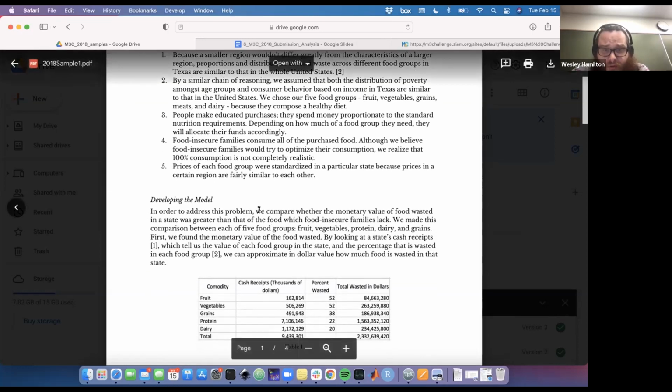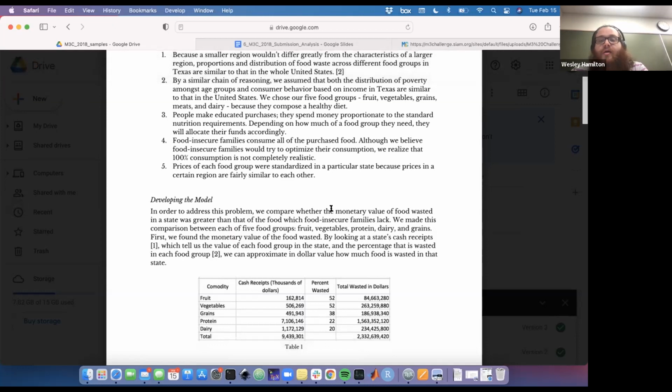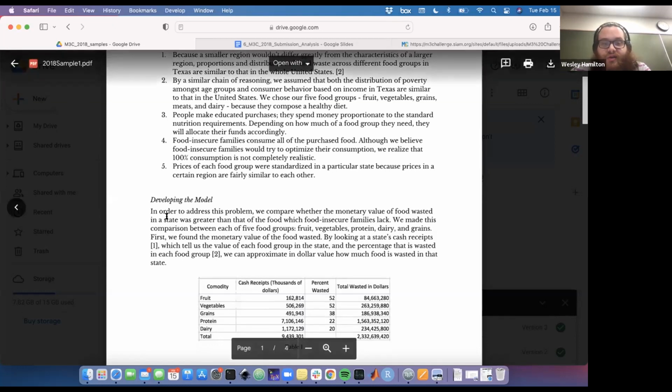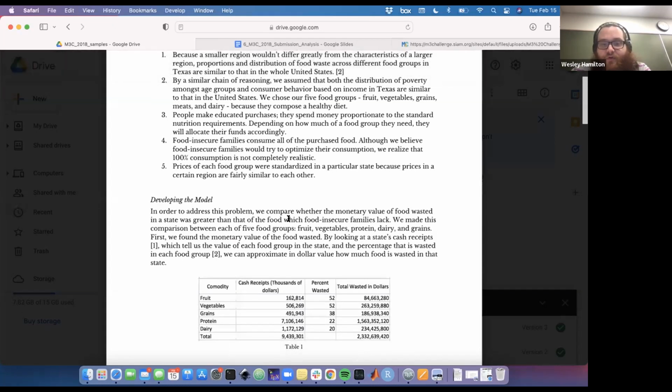In order to address this problem, we compare whether the monetary value of food wasted in the state was greater than that of the food which food insecure families lack. Okay. So already they're saying they're focusing on monetary value and the costs of things, which is similar to what the last submission we looked at did. But in this case, they're explicitly stating, this is the approach, these are the aspects of the problem that we're going to focus on.